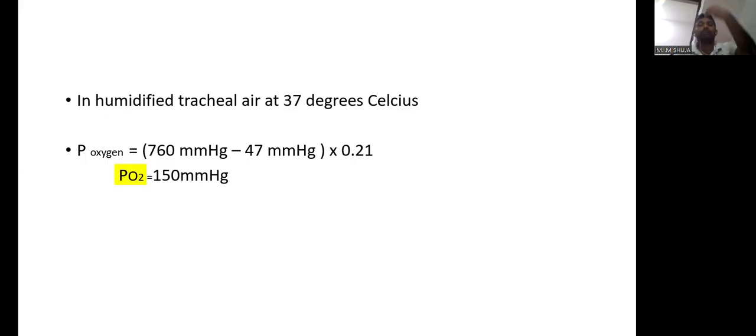But when you take air in, there is water in the trachea. So, the air gets humidified. So, the pressure of the total air is 760 subtract 47 millimeter mercury, that is the vapor pressure exerted by water. So the partial pressure of oxygen in the trachea is 150 millimeter mercury.